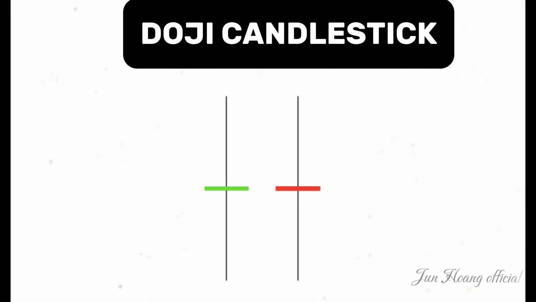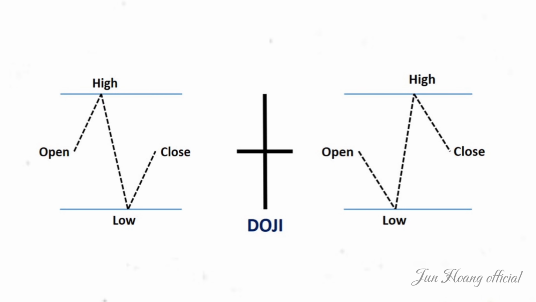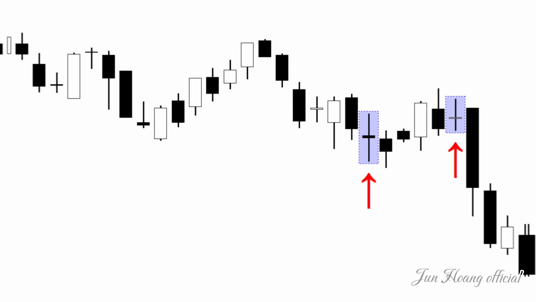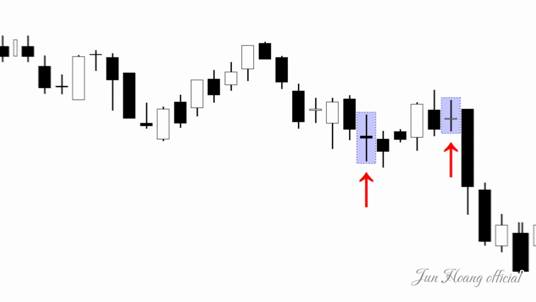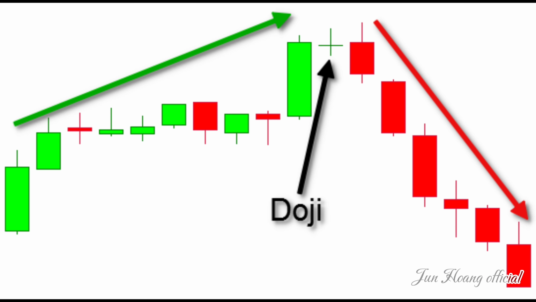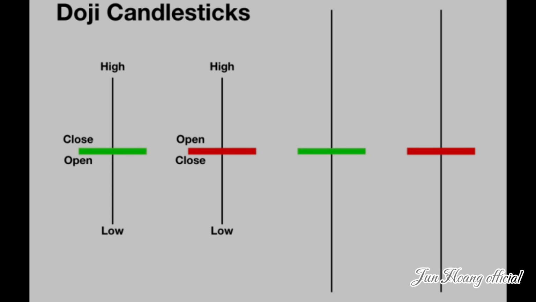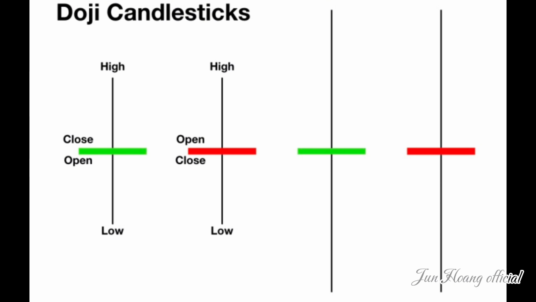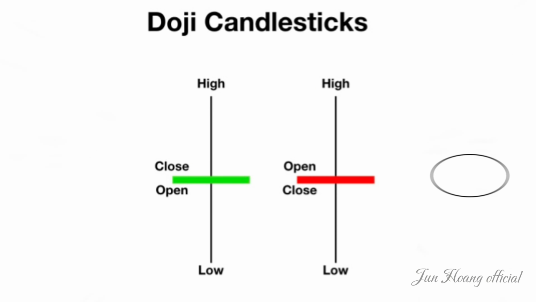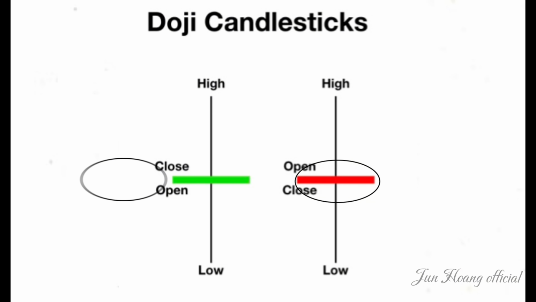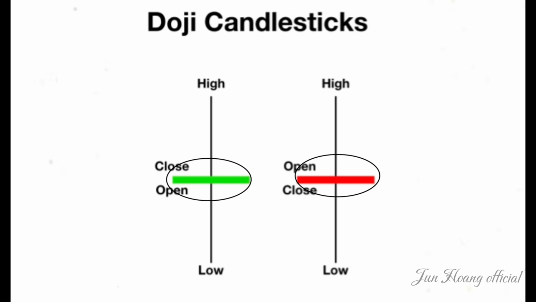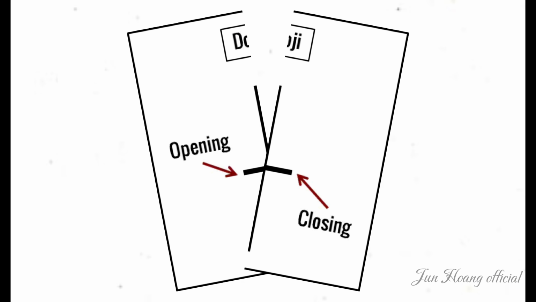DOJI. A DOJI candlestick is a type of candlestick pattern, commonly used in technical analysis of financial markets, especially in stock trading and forex markets. It is characterized by having a very small body, where the opening and closing prices are very close to each other, often at or near the same level. This results in the candlestick having little to no body, appearing more like a horizontal line or a cross.